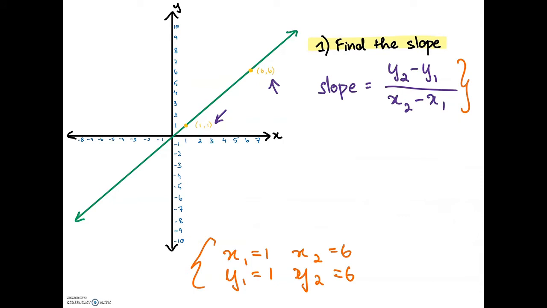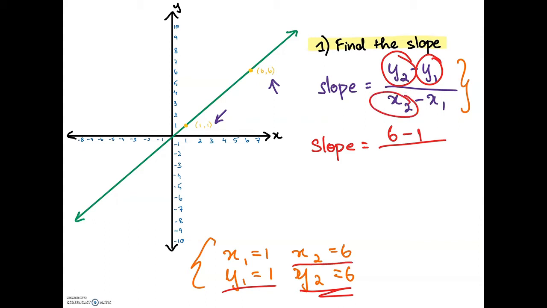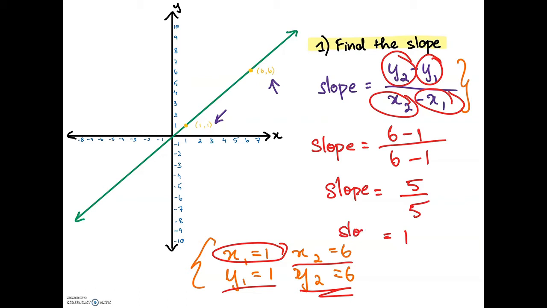Okay, now since we have all of our information, we're going to put everything back into our original equation. So slope is equal to y2 minus y1 divided by x2 minus x1. y2 is 6 and y1 is equal to 1, and x2, which we found as 6, minus x1, which we found as 1. If you simplify that, 6 minus 1 is 5, 6 minus 1 is 5, and you get 1. So your slope is all in all equal to 1.